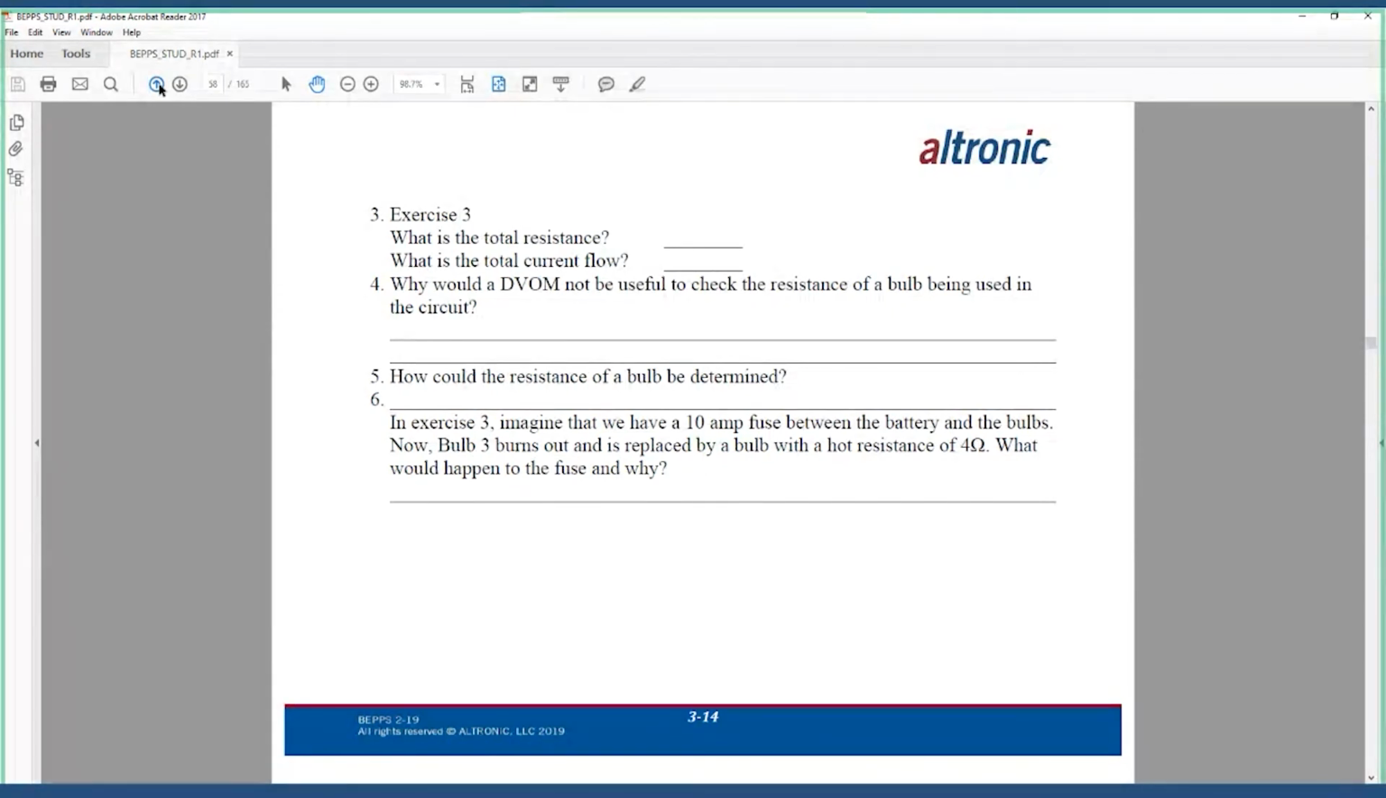Anybody want to share their answer? I got 4.7368. Yep, that's what I got, exactly. Anybody else get anything different? That's what I got.